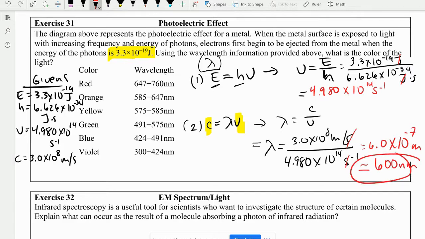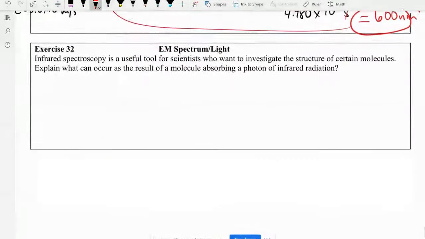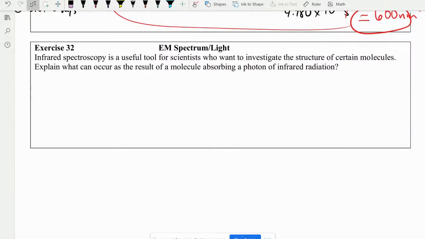And if you take a look, that looks like it falls into the orange range. So it looks like in this particular case, the color of light that would be bombarded on this metal sample would be orange to our eye. Okay, last problem, you guys, and then we are going to end this chapter, and that is talking more about the electromagnetic spectrum and light.